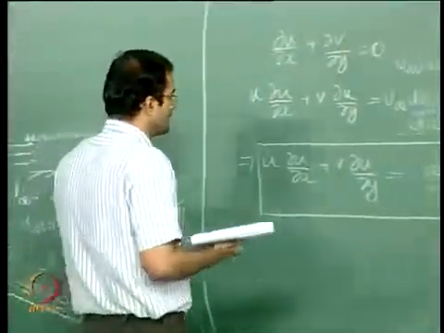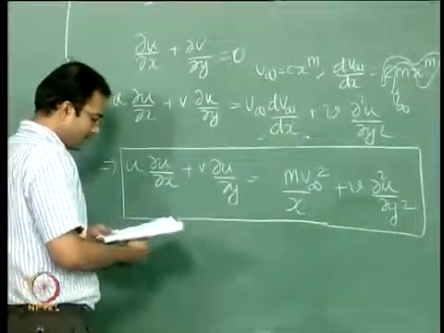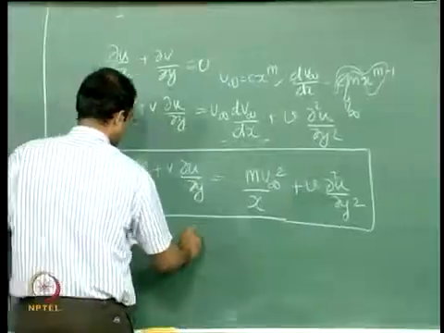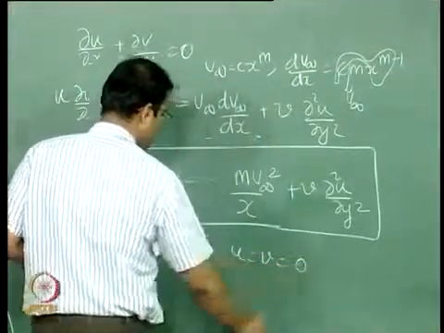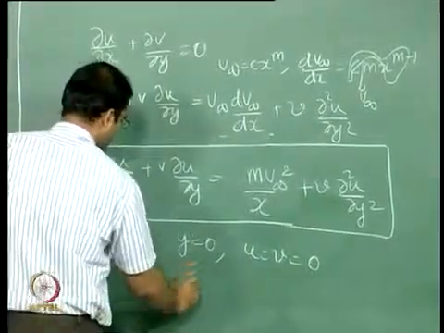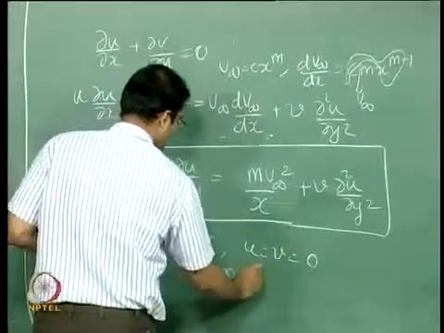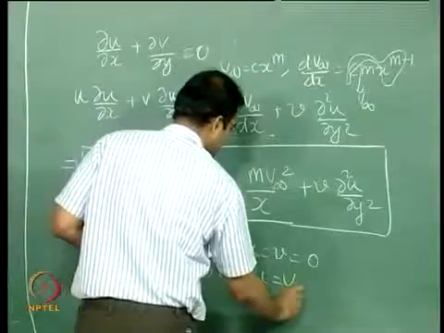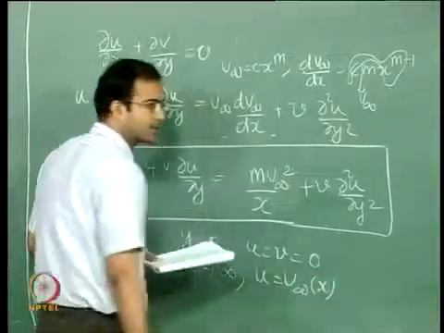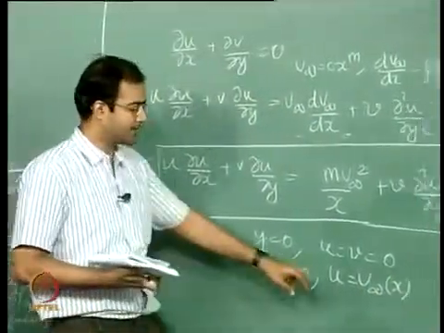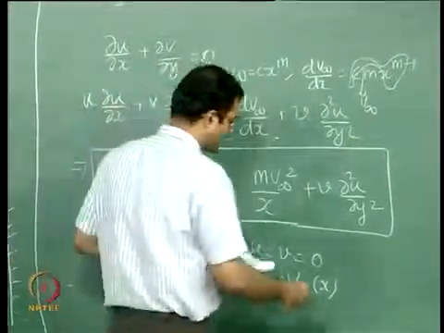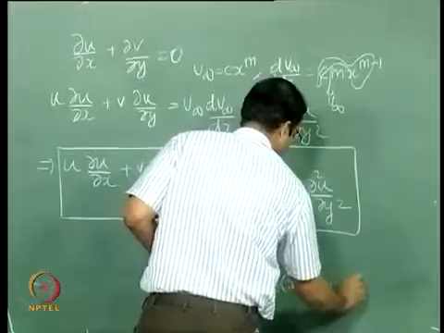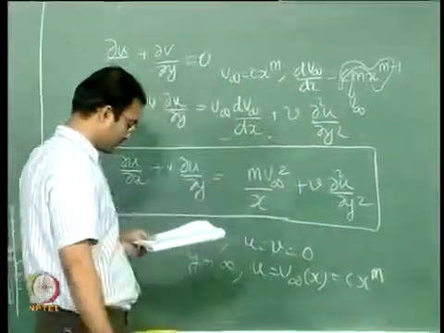Now what are the boundary conditions? At y equal to 0, u and v will be 0, the no slip boundary condition, and as y goes to infinity, u approaches the free stream velocity. Now be careful, your free stream velocity is a function of x, it is not a constant anymore, which is actually of the form c x power m.